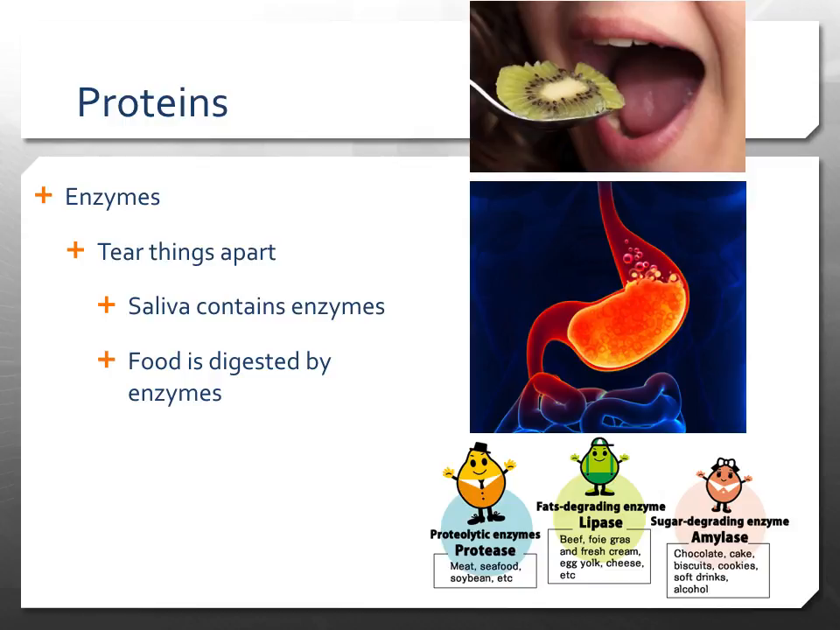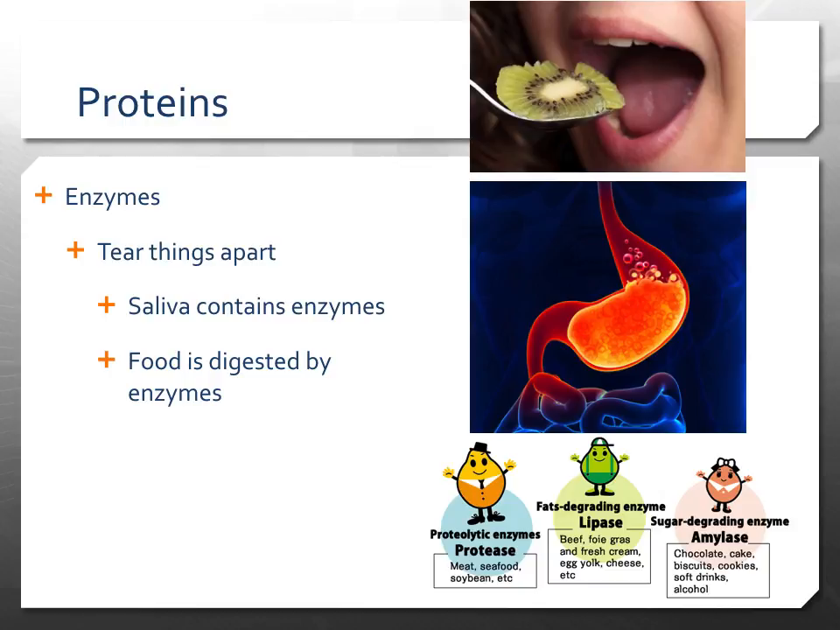When you swallow the food, it goes into your stomach and it continues to be broken down by enzymes. Okay? Our body makes specific enzymes like protease, the little cartoon at the bottom, that break down meat and seafood. There's special enzymes that break down fats, and there's special enzymes that break down sugar and alcohol.